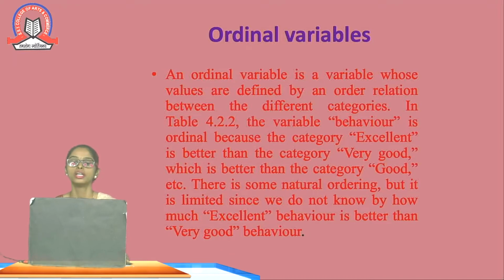Next are the ordinal variables. An ordinal variable is a variable whose values are defined by an order relation between the different categories. In ordinal, the category excellent is better than the category very good, which is better than the category good. There is some natural ordering, but it is limited, since we do not know by how much excellent behavior is better than very good behavior or good behavior.